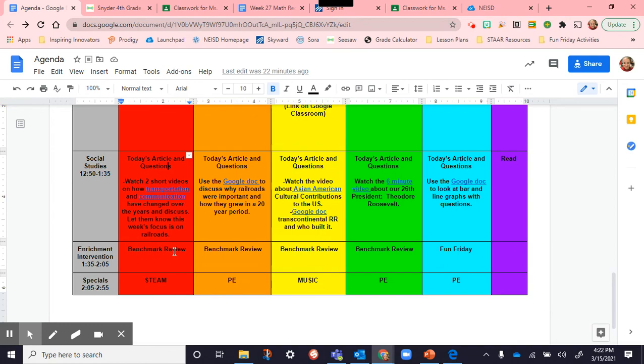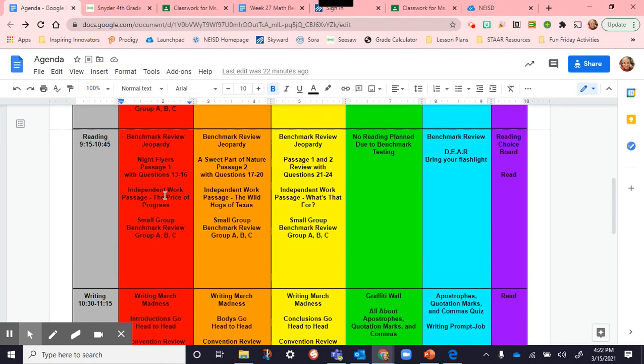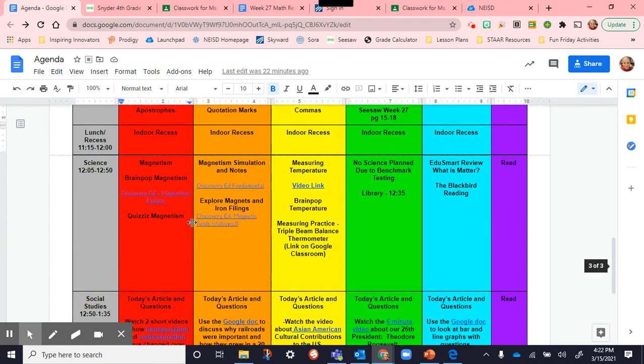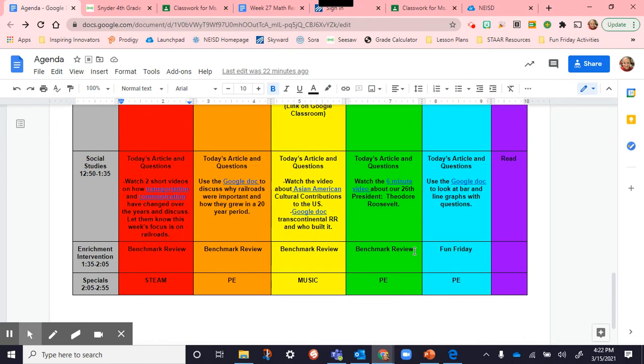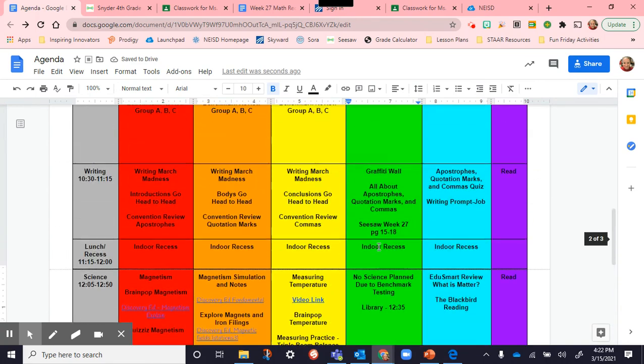And that benchmark review right here, that's what I talked about with the reading, this Price of Progress. That's what we did at that time. So we'll keep reviewing. Actually, we're not going to review this day because this will be test day. So I have no intervention time due to testing. All right, so we'll review these first 3 days and then test on that Thursday.